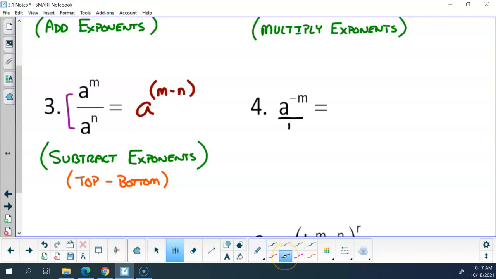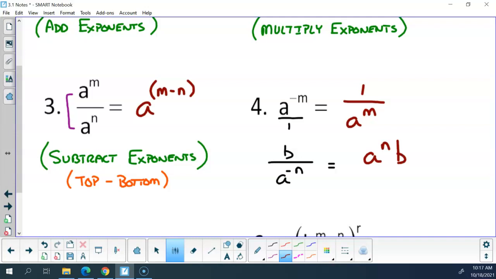So then this would become 1 over a to the positive m power. Likewise, if we had something, and I'll go a little more complicated here, I'll throw an extra term in there. If it's negatively exponented on the bottom, we move it to the top in order to make it become positive. So this one would be a to the positive n and then times b.